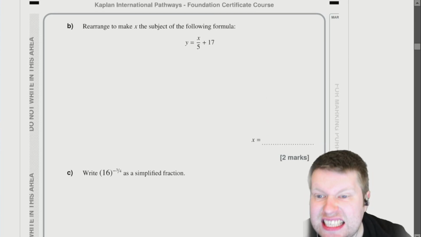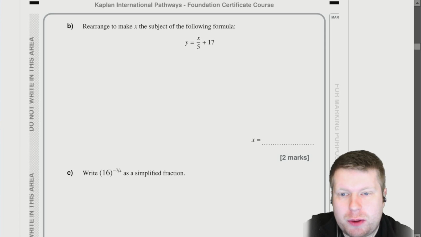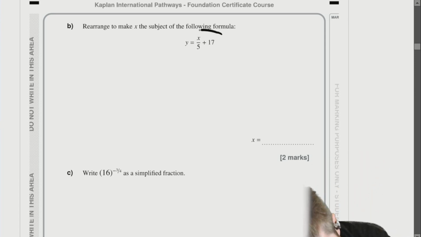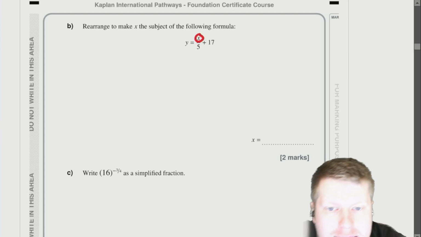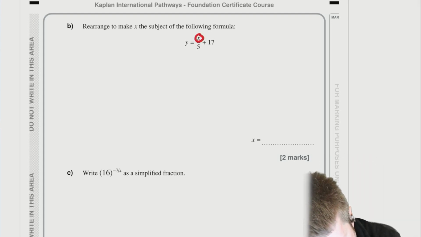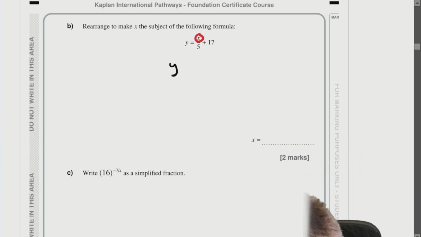This was a nice, easy, straightforward question, okay? But people made arithmetic errors as we went through here. So you see here, I need to make x the subject of the formula. In other words, I need to try and isolate this x up here. Now, the easiest way of doing this is to first of all take away 17. So we're going to get y minus 17 on the left. And on the right, we'll just end up with x over 5.